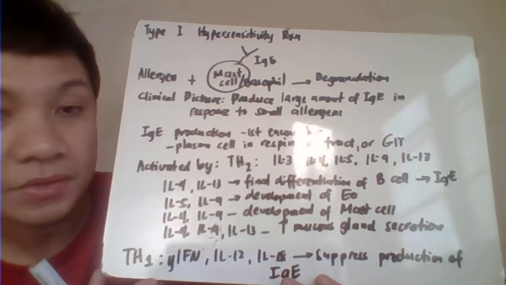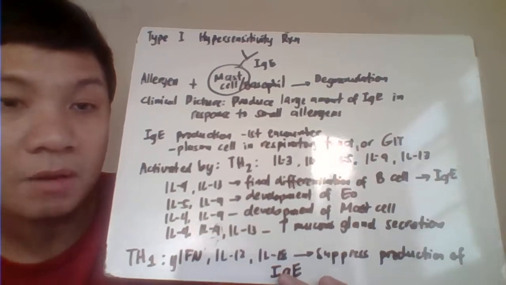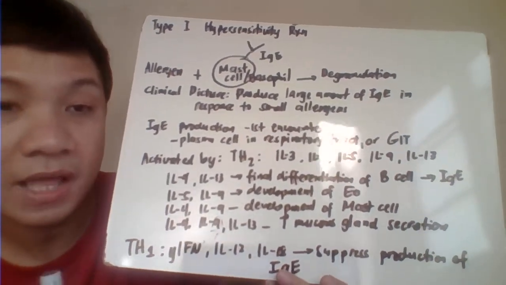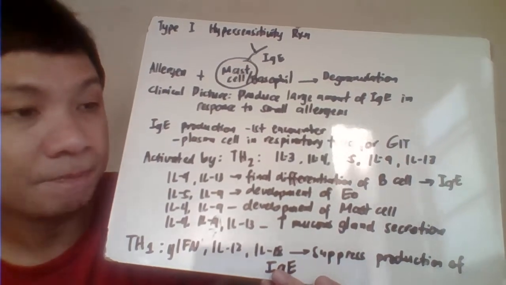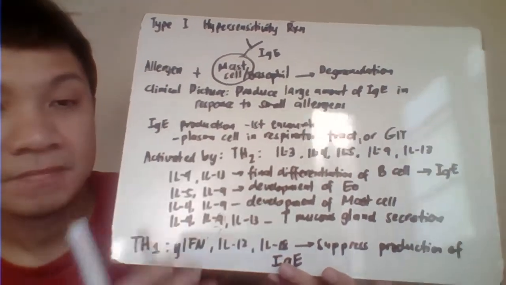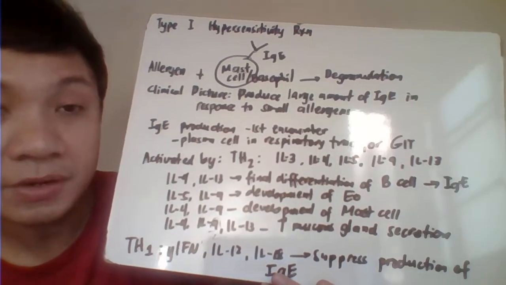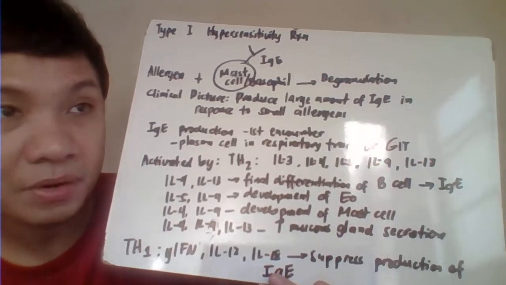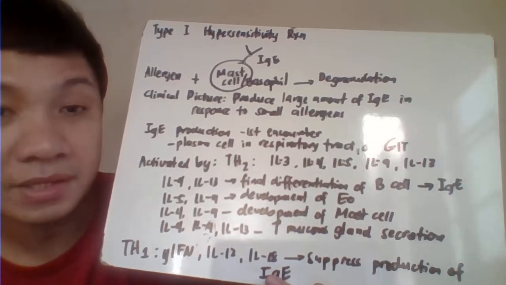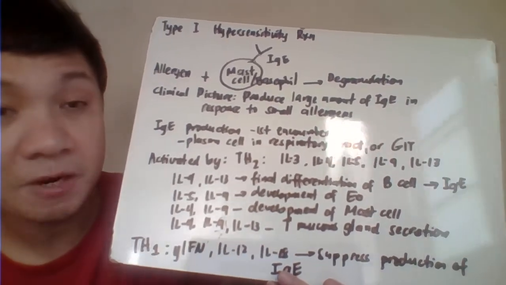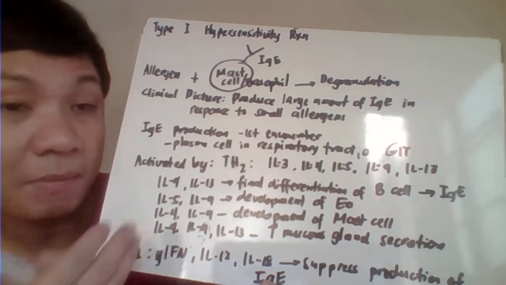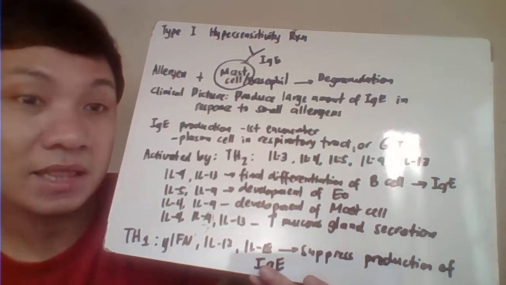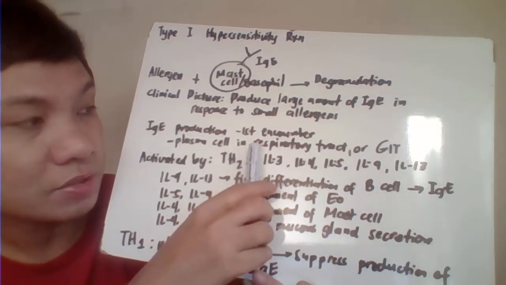Okay, we have the clinical picture. Just exposure to a small molecule allergen would trigger the increased production of your IgE. We're going to discuss it one by one. During the first encounter with your antigen, the antigen enters our body through your respiratory tract or gastrointestinal tract. Much of our allergens could be coming from the food, right? So that becomes your gastrointestinal tract, or from the inhaled antigens, so that's your respiratory tract.